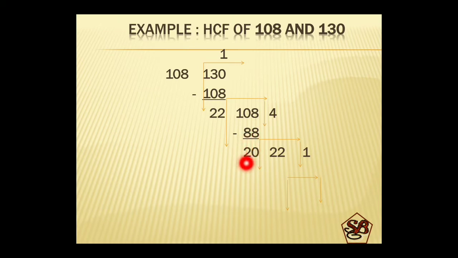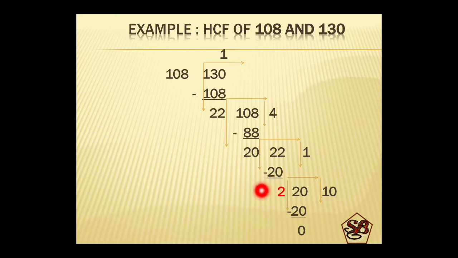Now again here we have not got 0, so we will continue. Now this will become our next dividend and this will become the divisor. 20 ones are 20. Again we have not got 0, we have got 2 as remainder. So we'll go one more step. 20 will go in now. This will become our dividend and the remainder will become our divisor. 2 tens are 20. Now we have got the remainder as 0.